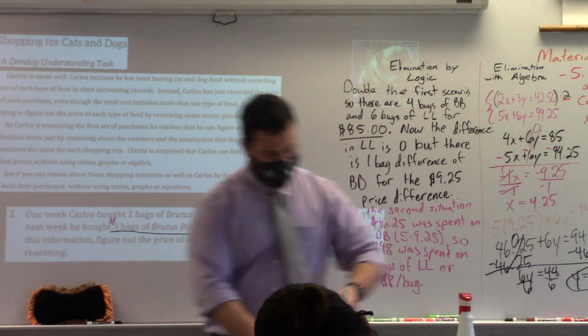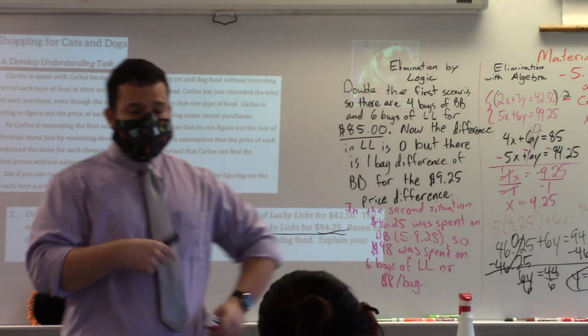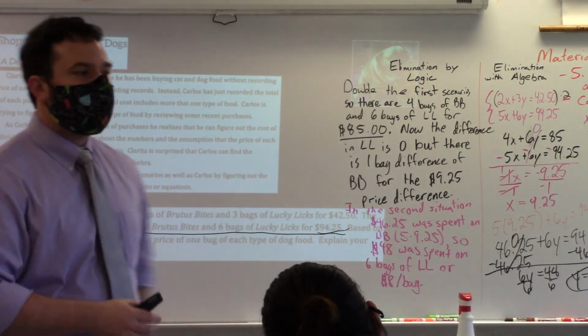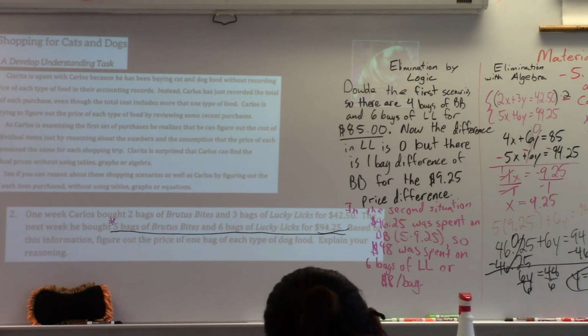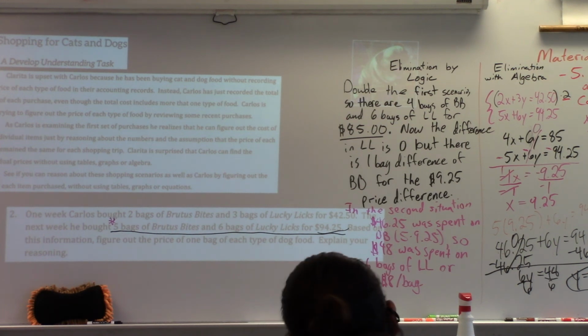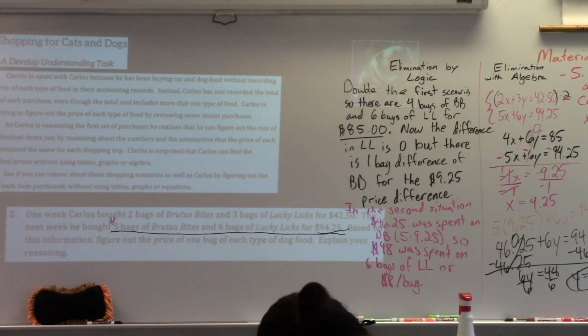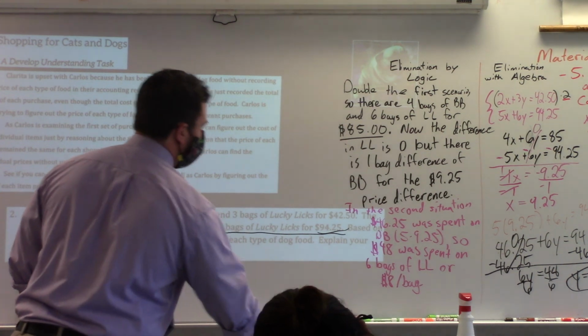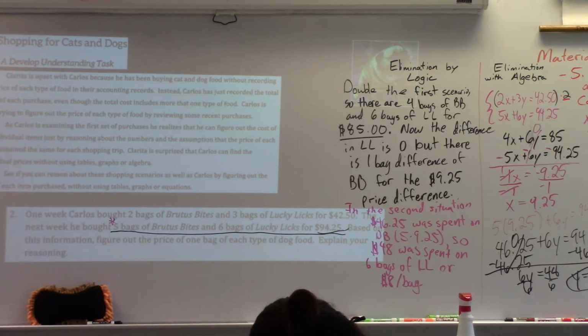Alright, we don't have a ton of time, but number 2 is done. I want you working within your groups on 3 and 4, this same idea of elimination by logic on the left-hand side of your paper. After you do the elimination by logic, do the elimination by algebra. Sound good? We understand what we're doing? Yeah. Bet. Let's get to work. After you finish copying this down, I'll come around and check on how you're doing.